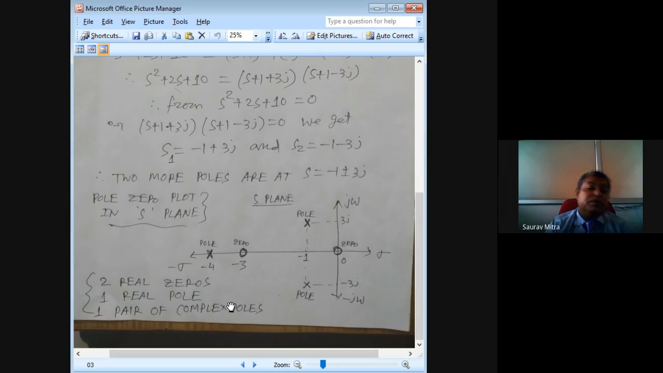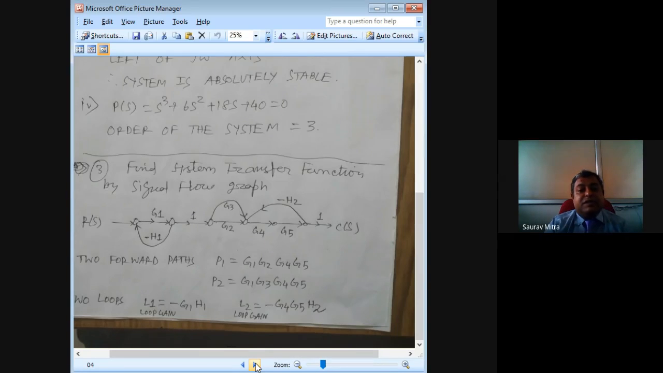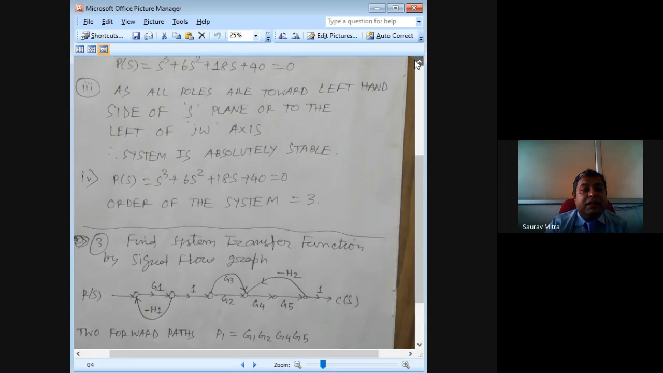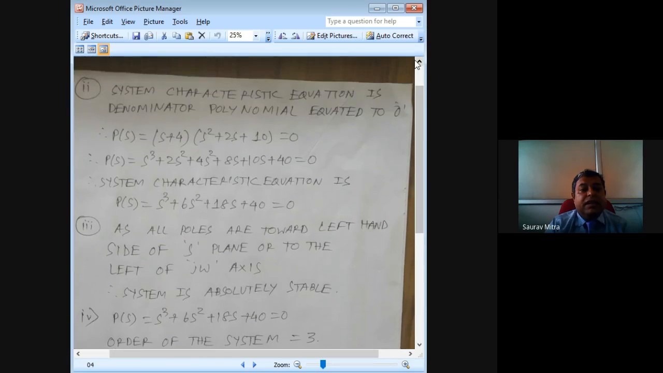One pair of complex poles means minus 1 plus 3j and minus 1 minus 3j. Now there are different other questions. What are the other questions? Other questions are, in the same numerical, find the system characteristic equation.